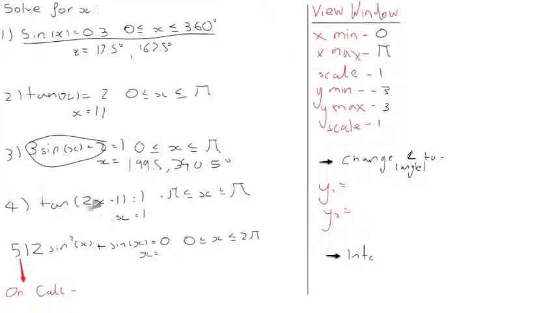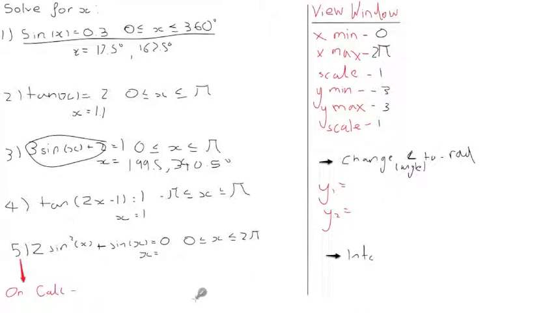Okay, so yeah, question 5, here we go, sorry. So 2 sin squared x plus sin x. Okay, so 0, and this time will be 2 pi. It's -3 again, and 3. 1 and 1. Angle to radians. So on your calculator, I'll do it over here. I'll do it on both of these.